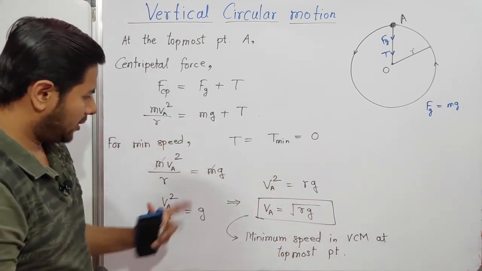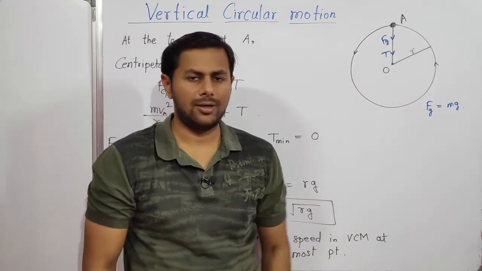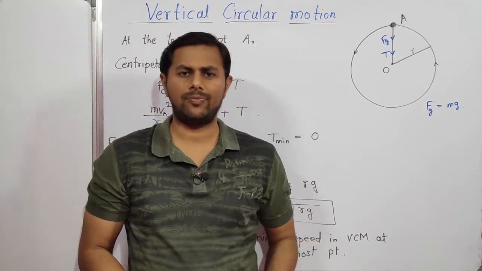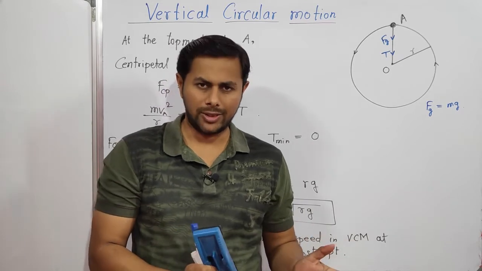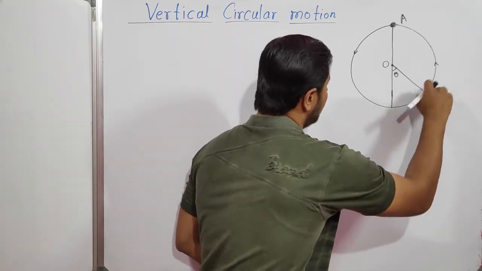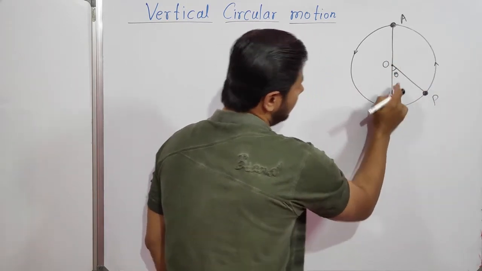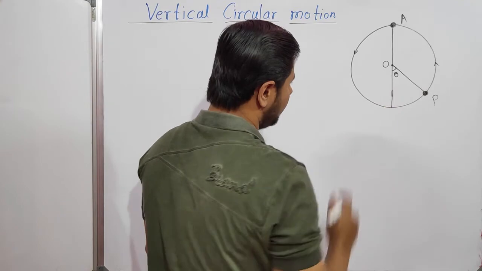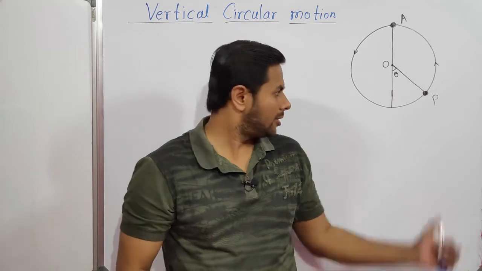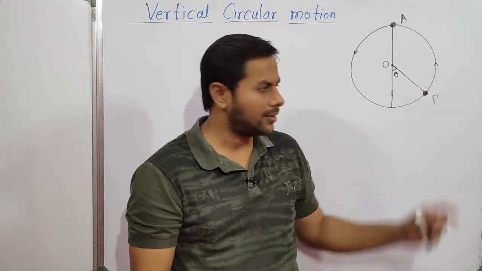Alright. Then we will use this formula for the minimum speed at the topmost point and the law of conservation of energy to find out the minimum speed for an object performing vertical circular motion at any point. Now let's suppose that our stone is at any point P on this vertical circle and its position vector or the radius vector makes an angle theta with the vertical. So now we are interested in finding an expression for the minimum speed of the stone when it is at this point P.